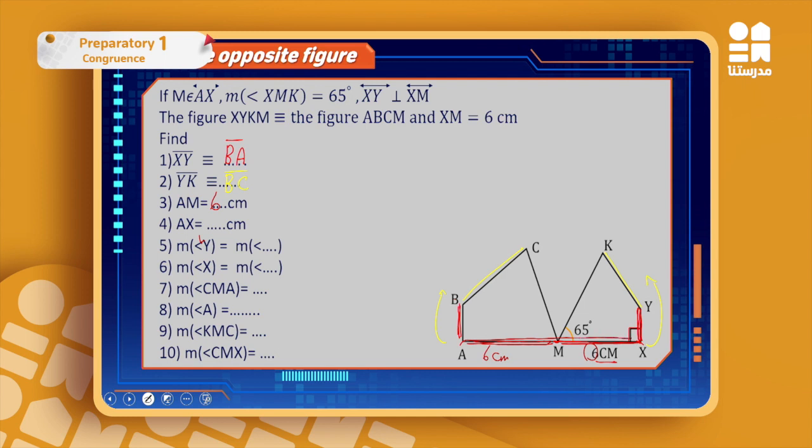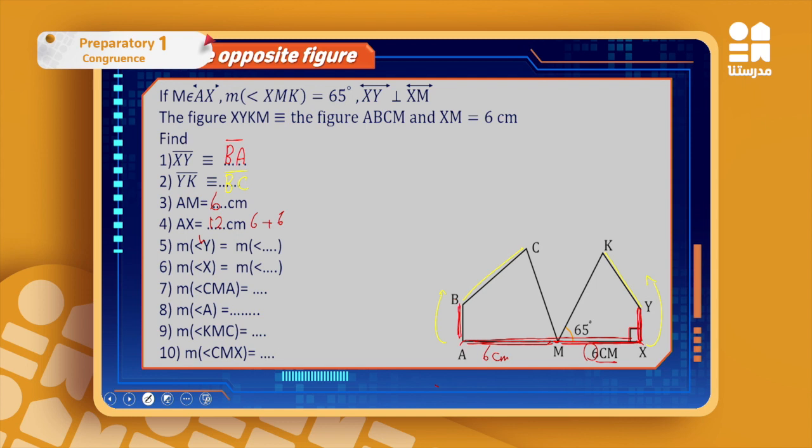How can we find it? I know the first part, which is AM is 6, and the second part is MX is 6. So we can add both of them to get AX. So AX is 6 plus 6, which is 12 centimeters.